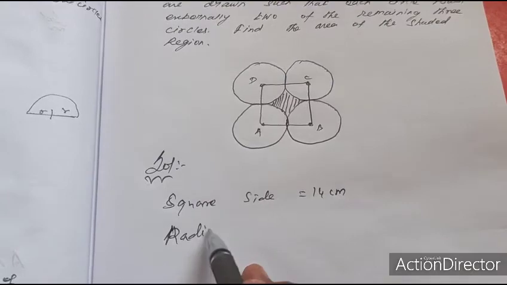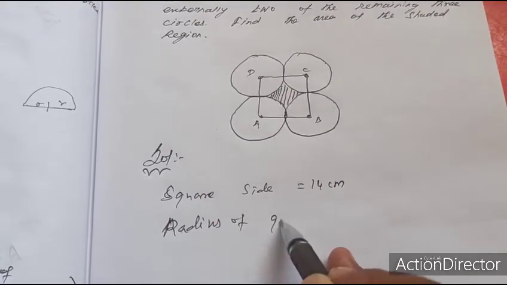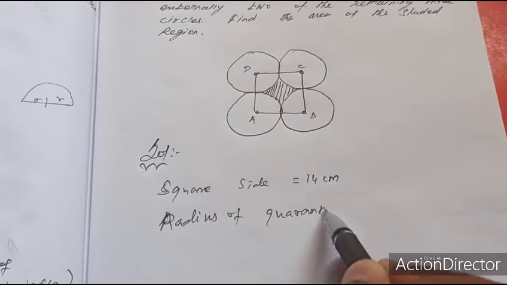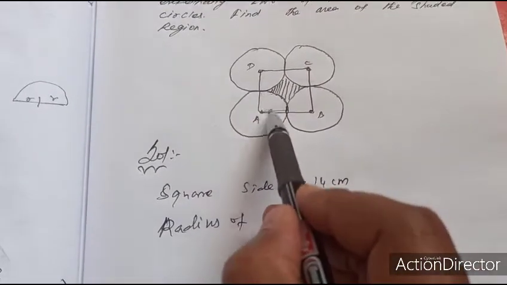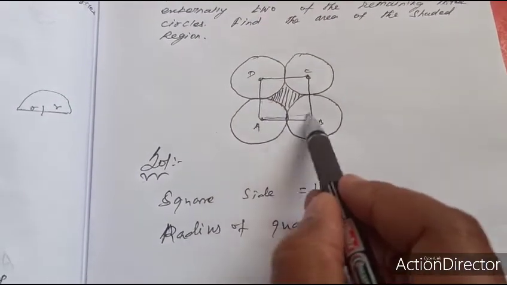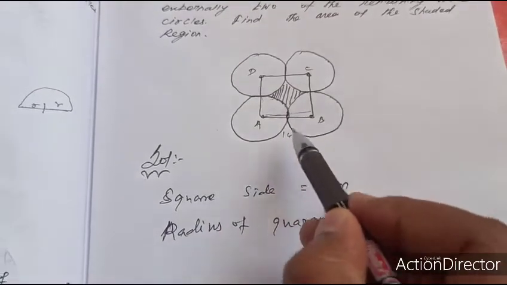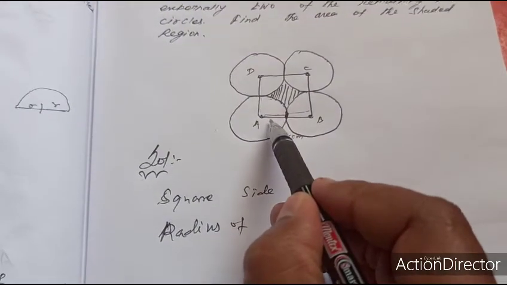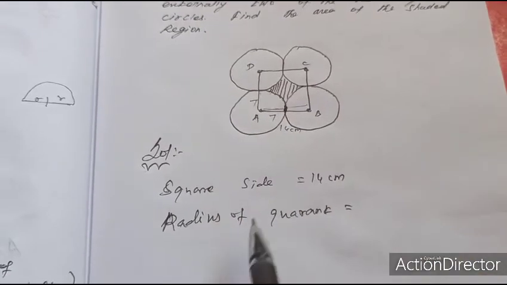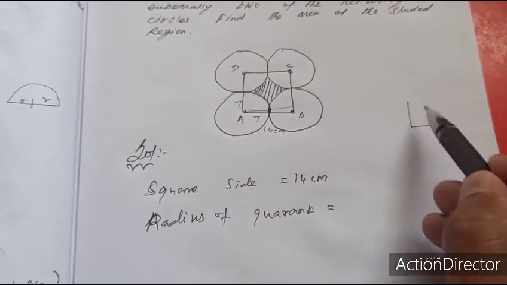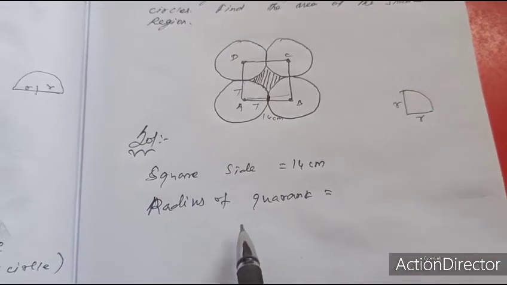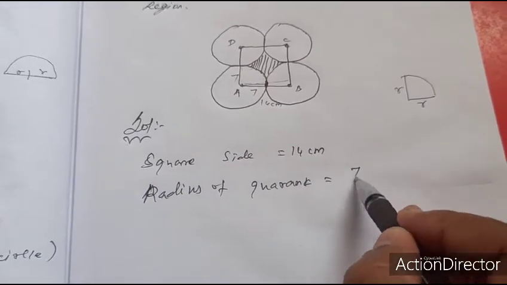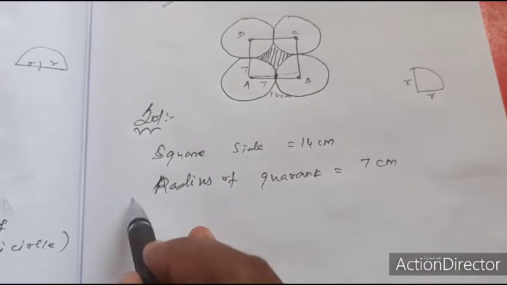Radius of the quadrant. This part is the area of the quadrant. The whole side is 14 centimeter, half is 7. Therefore, radius of the quadrant equals 7 centimeter.